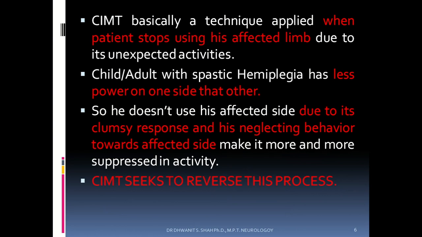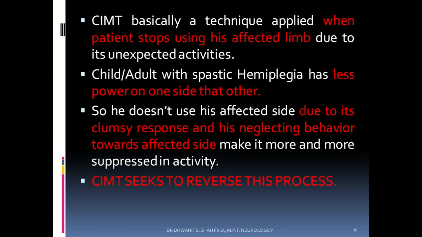So the CIMT basic technique applies when the patient stops using the affected hand. Most commonly, when the patient has a lesion, initially there will be flaccidity, so they won't use the affected side, or they are not able to use it, so they develop the habit of using the unaffected limb. But when the movement even returns, they still have the habit of using the unaffected side. So at that stage, this technique comes and plays a role.